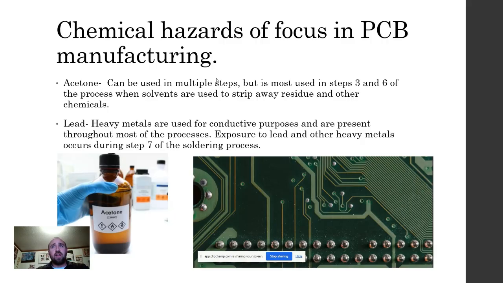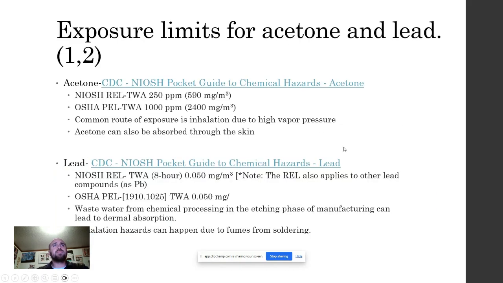Exposure to lead and other heavy metals occurs during step 7 in the soldering process. Below, I attached a picture of the chemical formula of acetone and some of the hazardous pictograms. And I have a PCB board here with some of the metal diodes, and you can see as we start to solder some of those, we can get some of those fumes generated and get some of the exposures that I was talking about.